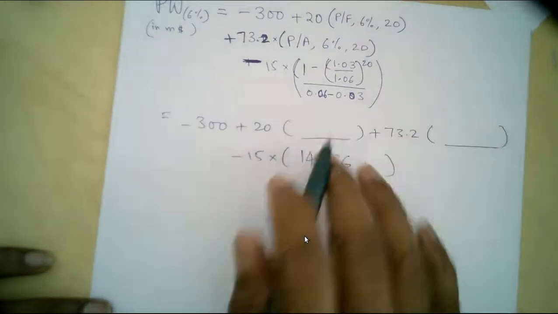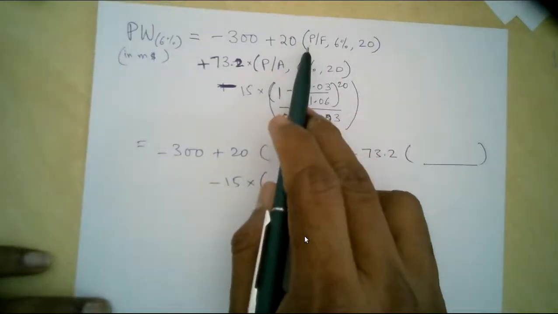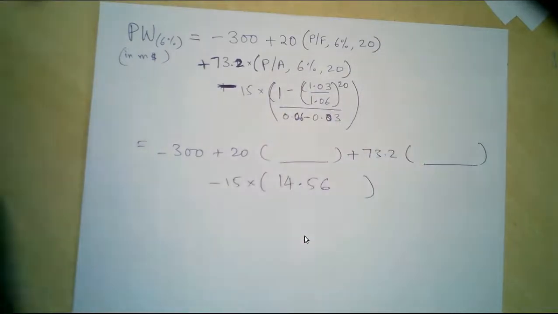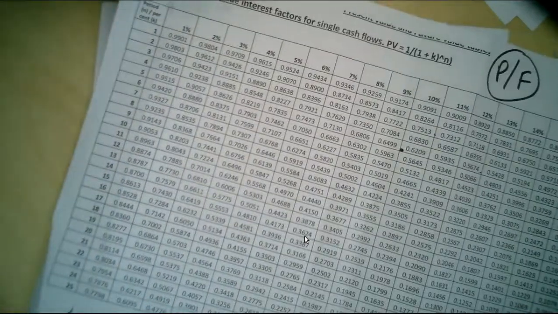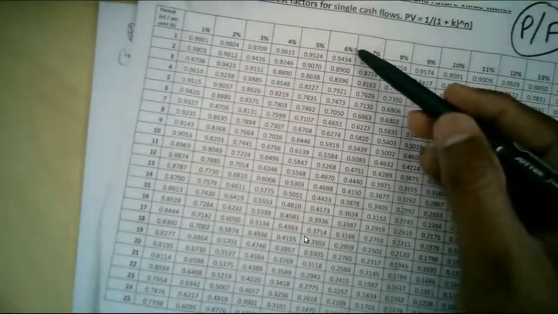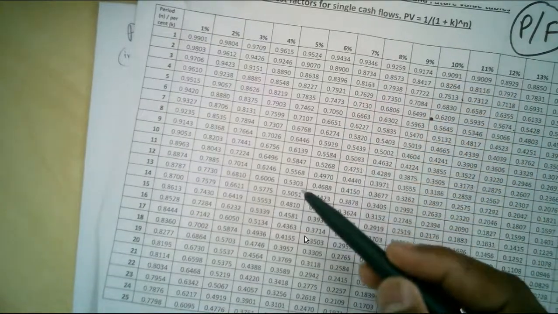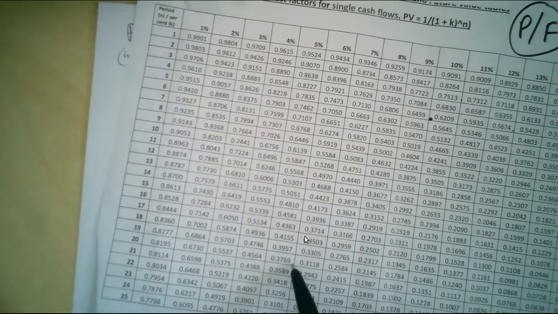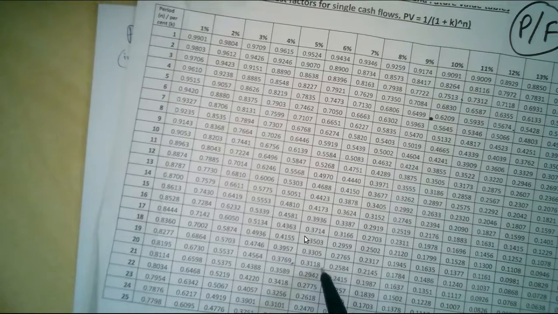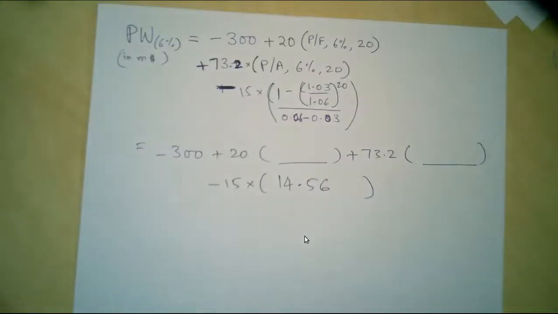Now, what about this one? Here I already showed P by F, 6% and 20. So I go for that particular sheet, the P by F sheet. I want to check for 6%, so this column and the 20th year. Okay, 20th year, 6%. This is 0.3769. No, sorry, this is 5%. The next one, this is 6%, 0.3118. So this is P by F.